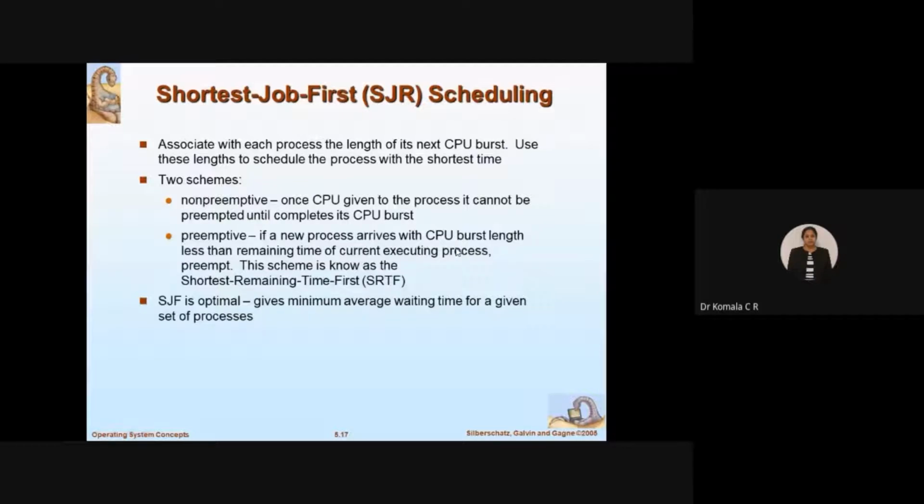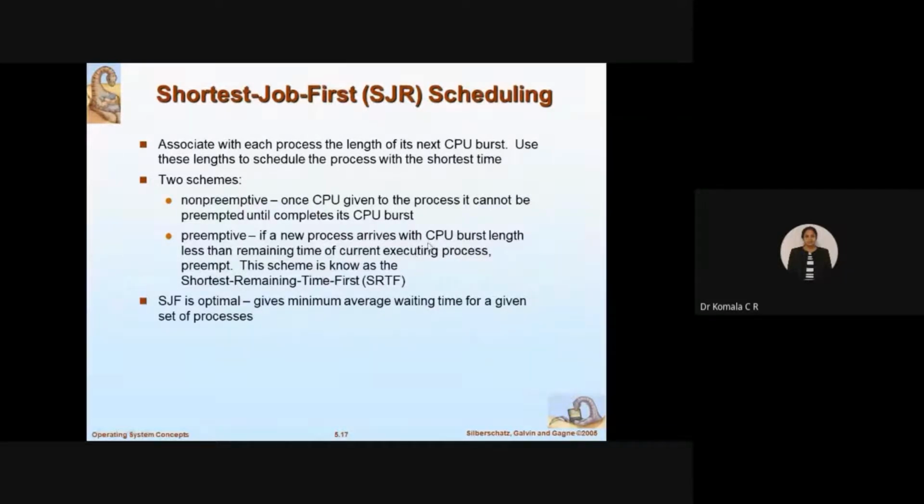Now assume that one more process, P2, has arrived. P2 will require 2 slots. What is the remaining time of P1? The remaining time of P1 is 3 slots. P2's required time is 2 slots. Which has less time? P2 has less time. Then I will go with P2, so I will postpone P1. Anyway, I will explain in detail with an example. So preemptive means you will postpone, non-preemptive means you will not postpone.